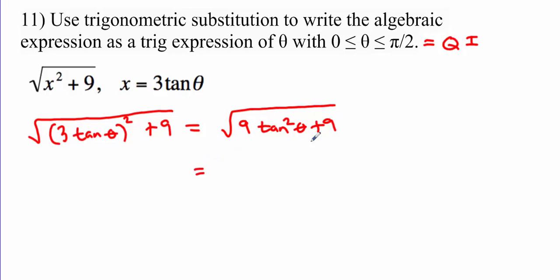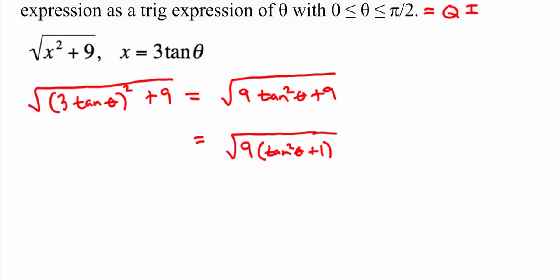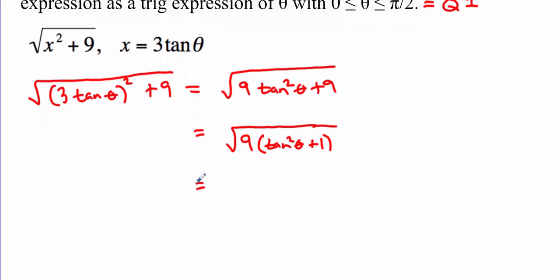Hey, why don't we factor out a 9 from inside that radical and make it 9 times tangent squared theta plus 1. Wait a minute, we've seen this tangent squared theta plus 1 thing somewhere else. We saw it as a Pythagorean identity. 1 plus tangent squared theta equals secant squared theta.